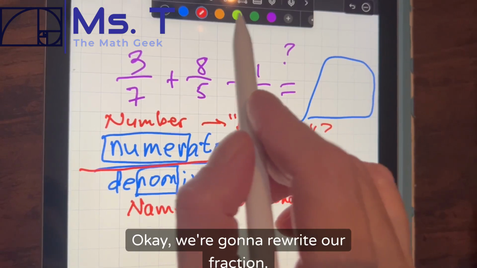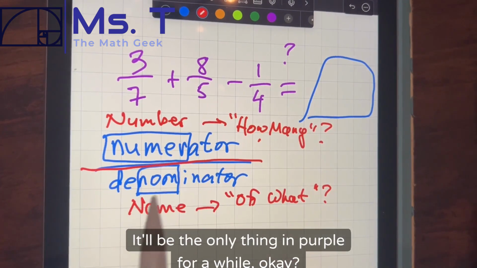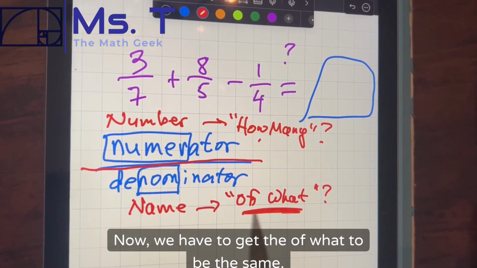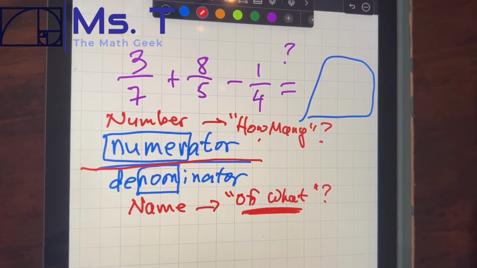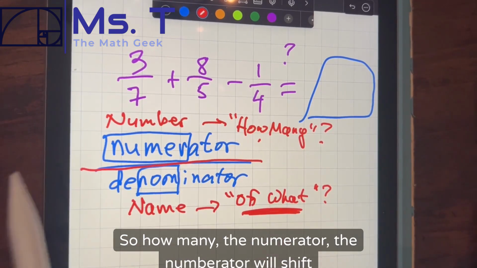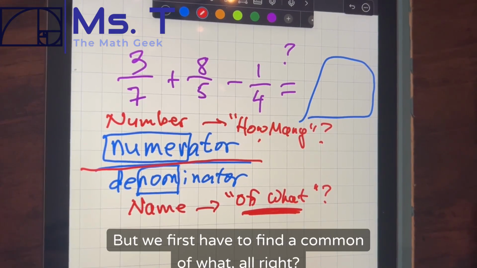Okay, we're going to rewrite our fraction. So we'll leave this up here for now because it's nice and purple. It'll be the only thing in purple for a while. Okay? Now, we have to get the of what to be the same. So the how many, the numerator, will shift when we talk of the of what. Okay? But we first have to find a common of what.